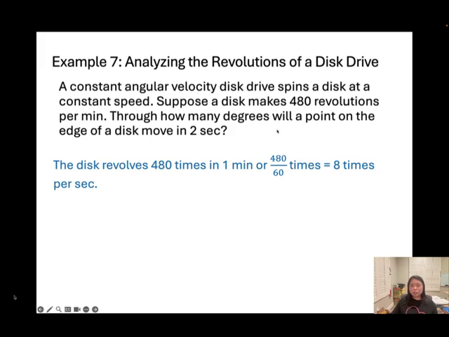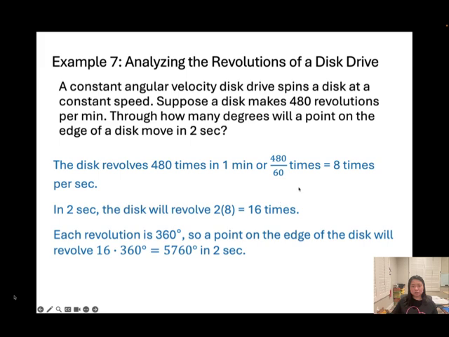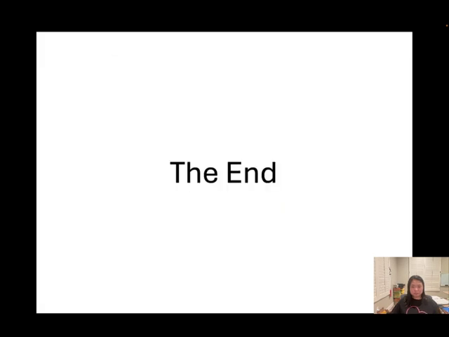And then now, how many degrees will a point on the edge of the disk move in 2 seconds? So in 1 second, they have 8 revolutions. How about 2 seconds? We're going to times 2, right? And then we want to know the degrees. So each revolution is 360 degrees. So we're going to do 16 times 360. So we find out that will be 5,760 degrees in 2 seconds. That's it, section 1.1.